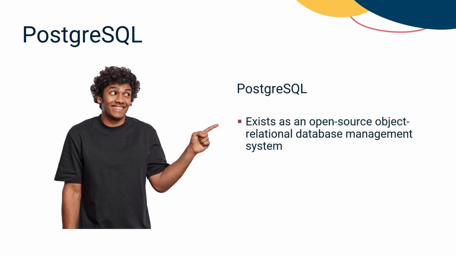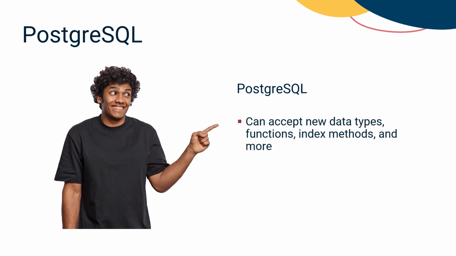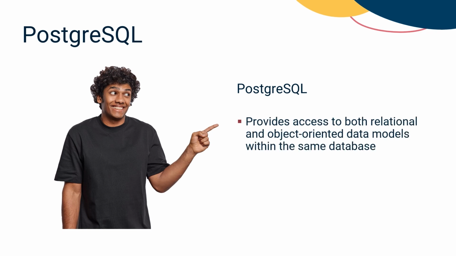PostgreSQL exists as an open-source object relational database management system, ORDBMS, which extends the relational database model by incorporating object-oriented features. PostgreSQL as an open-source RDBMS can be extended in many ways, such as adding new data types, functions, index methods, and other innovations. This database management system works for users who need access to both relational and object-oriented data models within the same database.